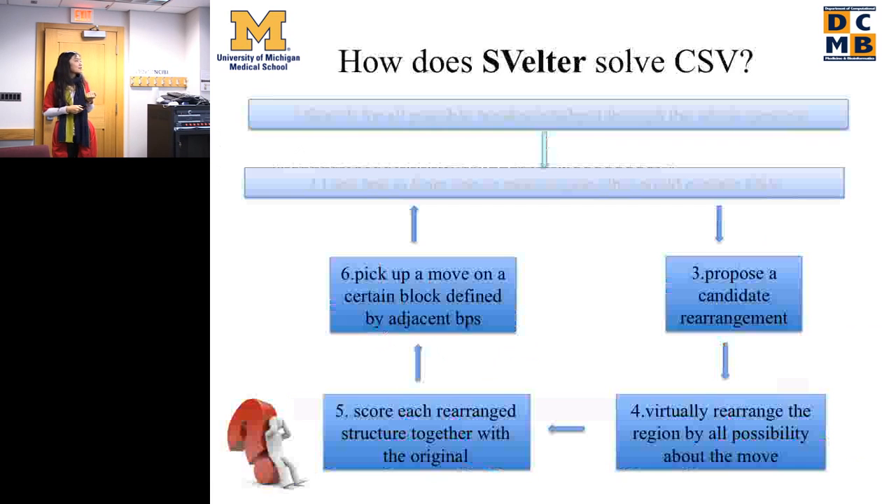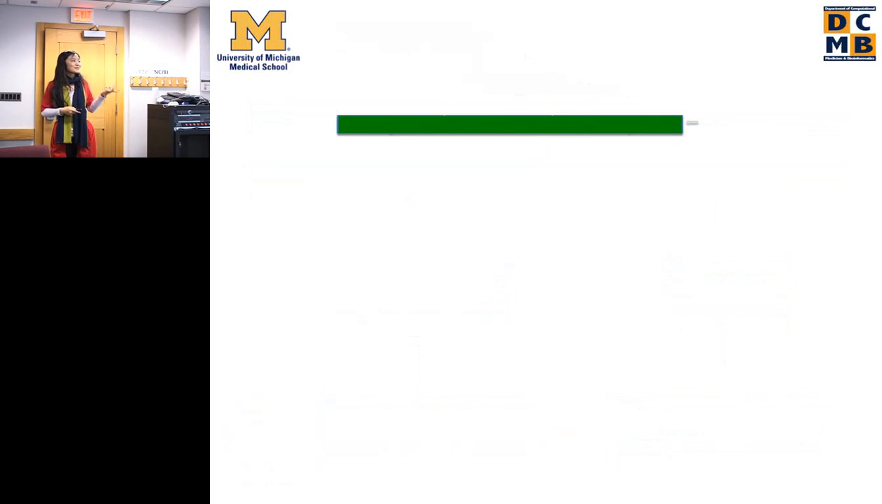So after we define all the potentially interesting regions with all the breakpoints defined, we are able to start an iteration step, in which we propose a rearrangement. We virtually rearrange the regions, map the reads back, and score, and then we start a new iteration. I'm going to talk about it more here.